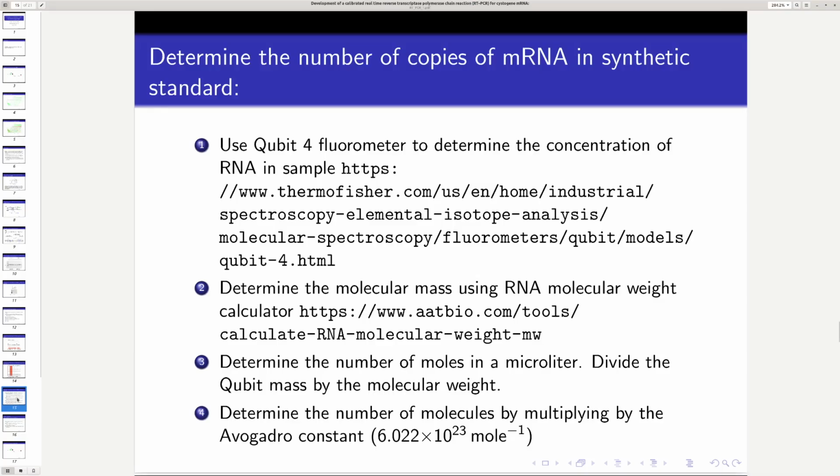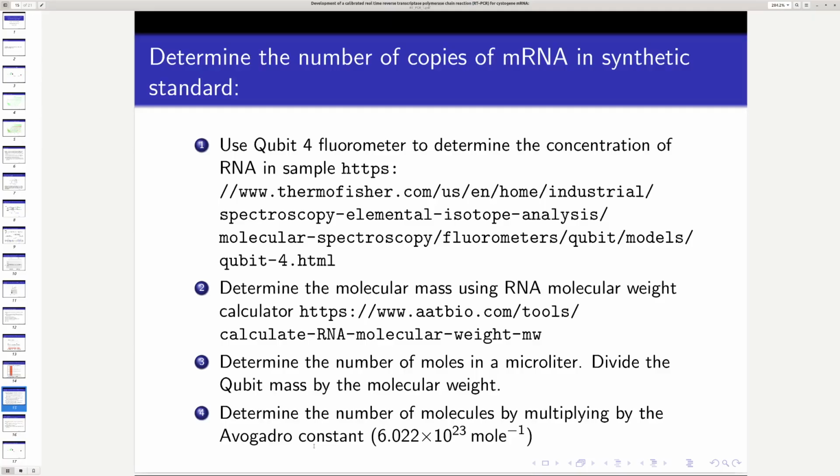What we like to do is use the Qubit fluorimeter to determine the concentration of RNA. And then we determine the molecular mass using a molecular weight calculator, this web page here. And then we determine the number of moles we have in a microliter by dividing the mass by the known molecular weight of the actual RNA molecule, and then multiply by Avogadro's constant to give you the number of molecules per microliter. And usually we end up with about 10 to the 11 per microliter, okay?